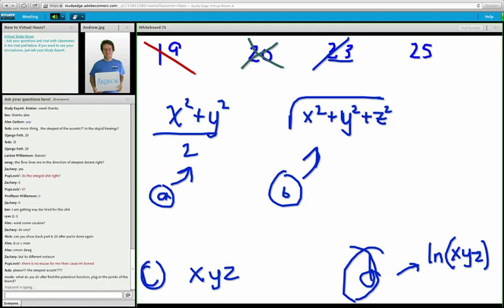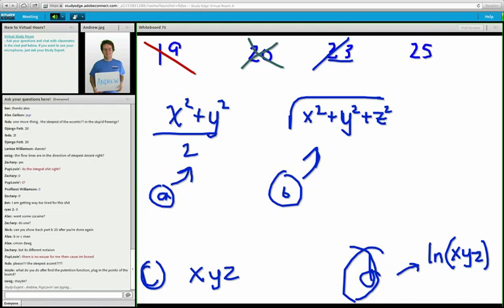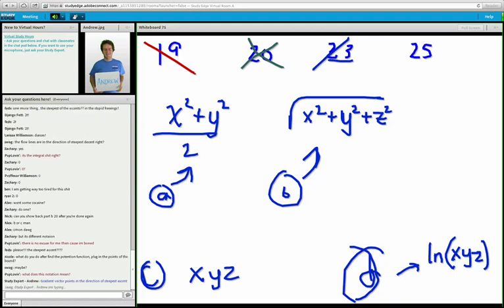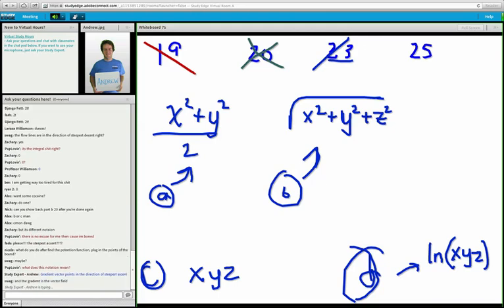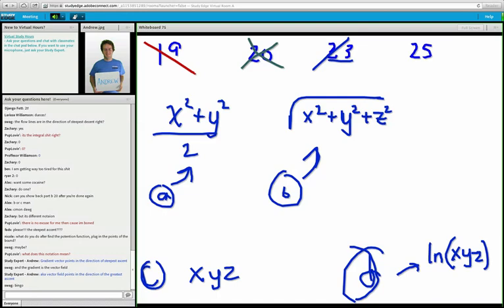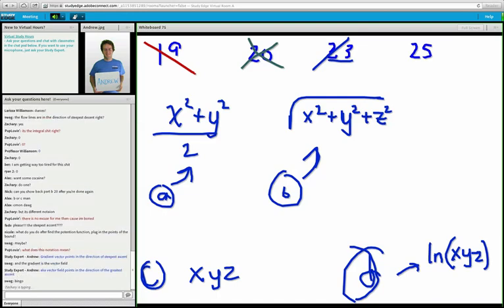Okay, for those people, I keep hearing that flow lines are the direction of steepest ascent. The gradient vector points in the direction of steepest ascent, aka the vector field points in the direction of the greatest ascent. Yes, Nicole, you plug in the upper bound, you plug in the lower bound, find the difference, and you're done. Good?